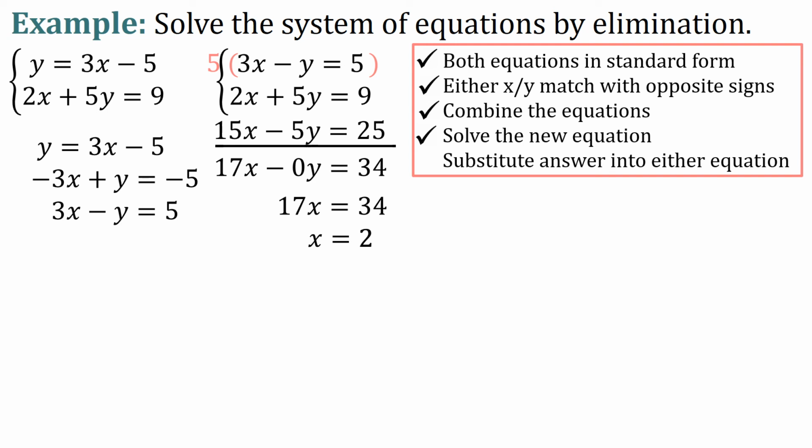So we're going to take this answer and we're going to substitute it into either equation. Personally, I really like equation 1, y equals 3x minus 5. But now we know that x represents 2, so we can take 2 and we can plug it in. 3 times 2 is 6. 6 minus 5 is 1. Now we know our x is 2, our y is 1, and our solution is 2, 1.